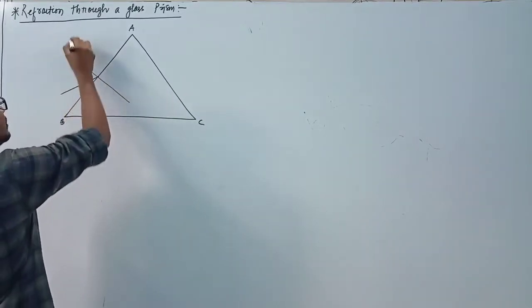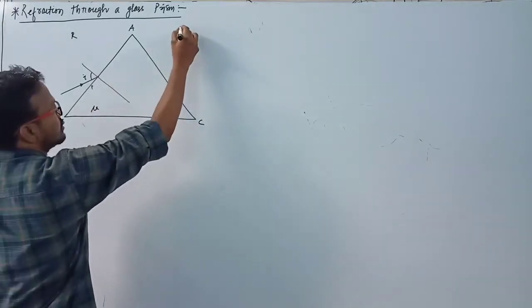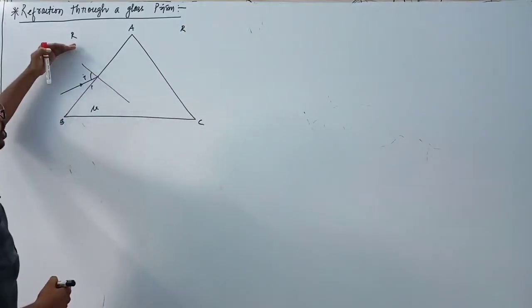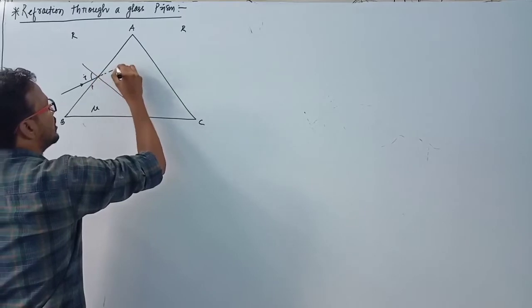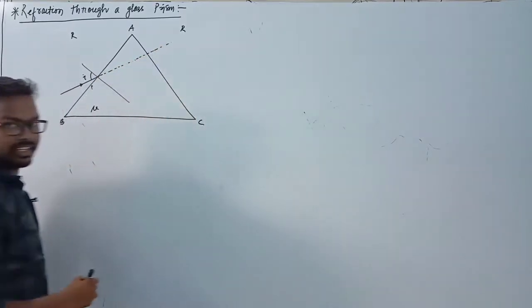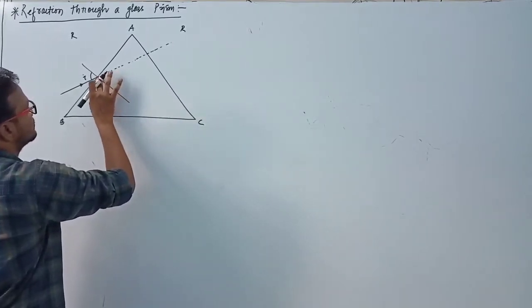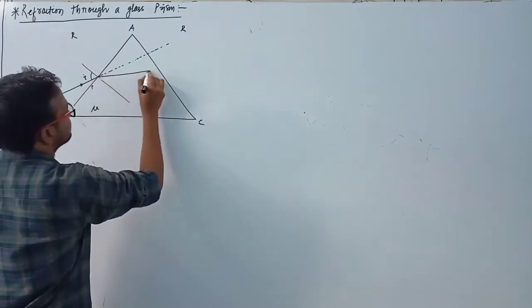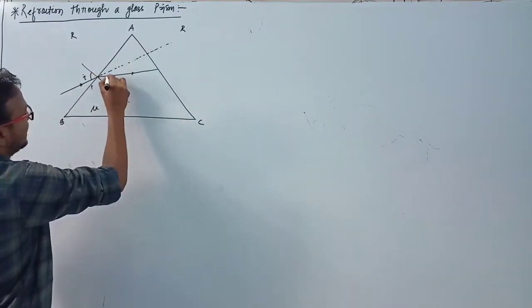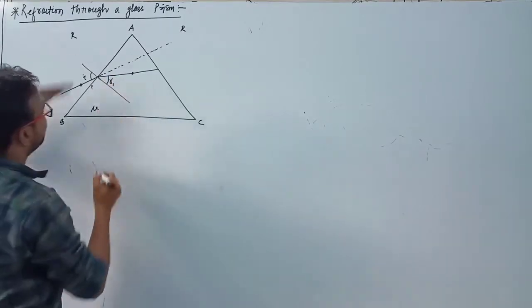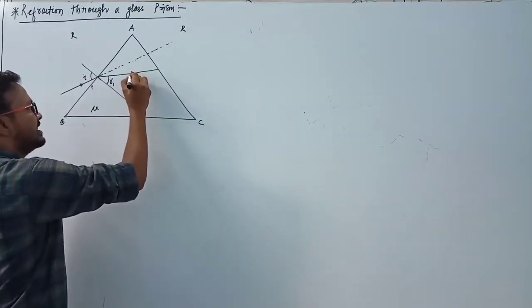Suppose the refractive index of this medium is mu, and this is also a rarer medium. When light travels from a rarer to a denser medium, it bends towards the normal, because this is the line of action of the incident ray. Clear? And it bends towards the normal like this, in this direction, and this angle is known as the angle of refraction for the first refracting surface AB.